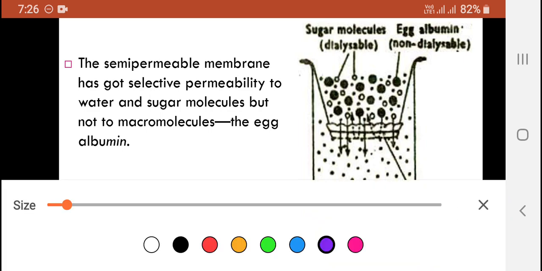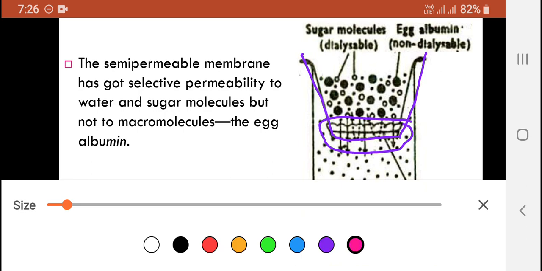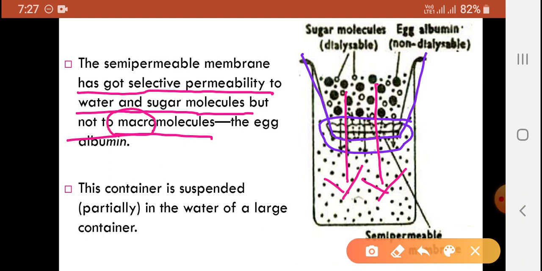The base of this upper smaller container is covered with a semi permeable membrane, and that membrane has selective permeability to water and sugar molecules, so that water molecules can easily pass through it. Also sugar molecules can easily pass through it, but not macromolecules. That means larger molecules, and here the macromolecules are the egg albumin.